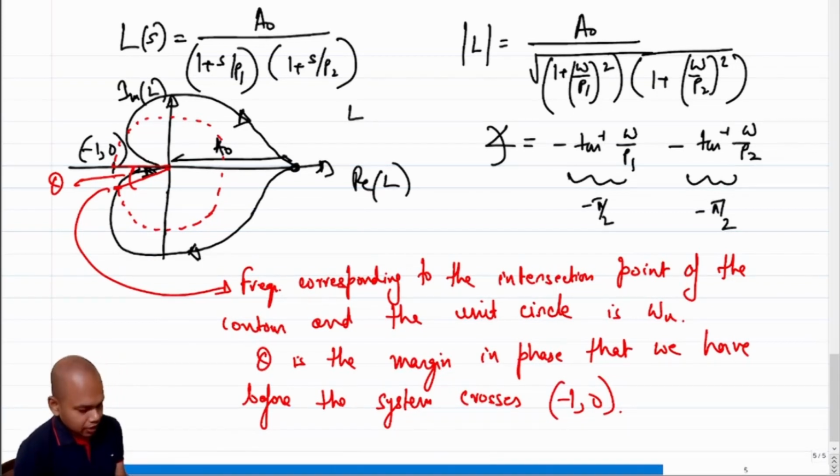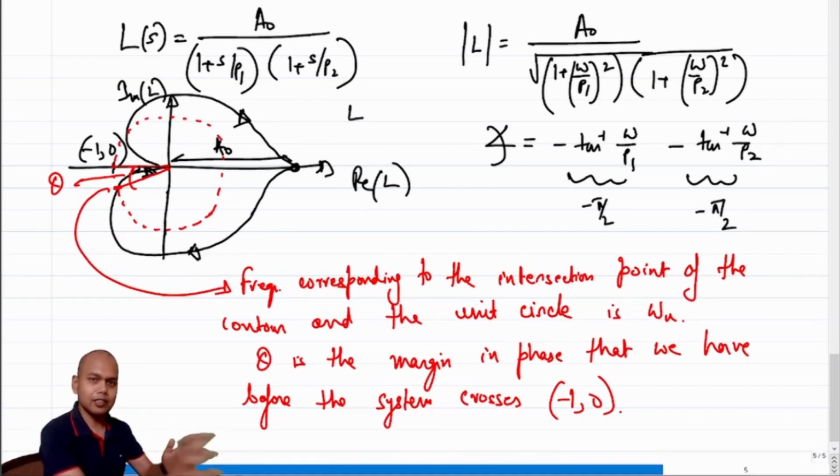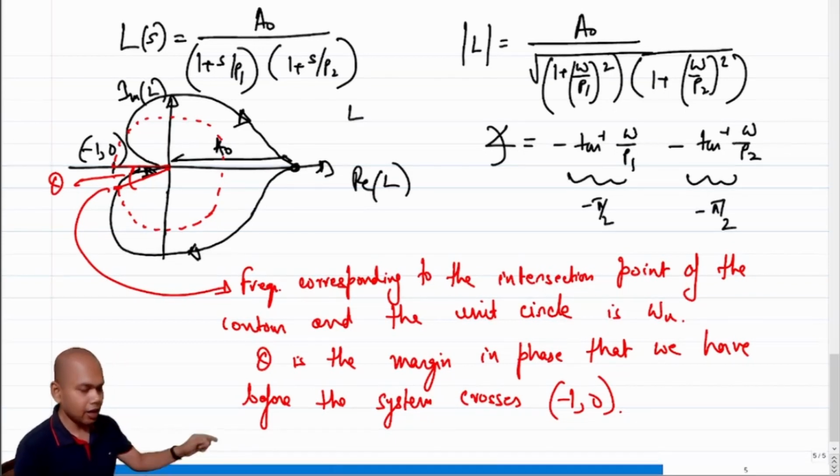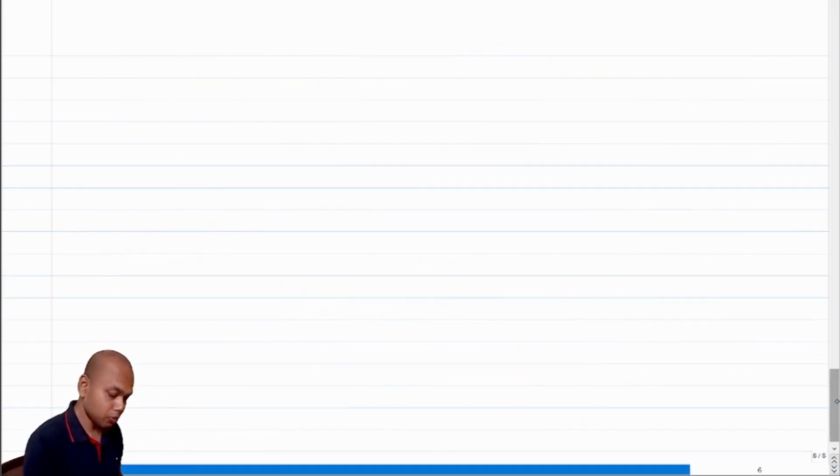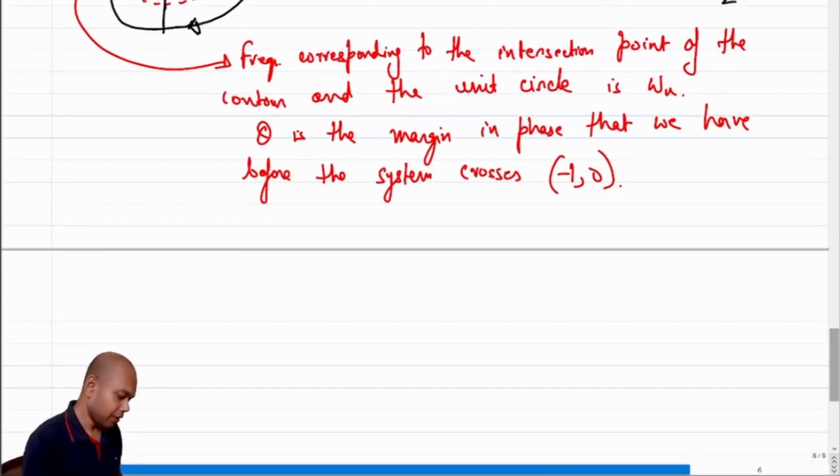In other words, if we take this system and give it an additional phase lag of theta, I will end up cutting the minus 1, 0 point, and if we get slightly more phase lag than theta, I will end up encircling the minus 1, 0 point, right? So then our system will become unstable, right? So this margin is more popularly called phase margin, right?